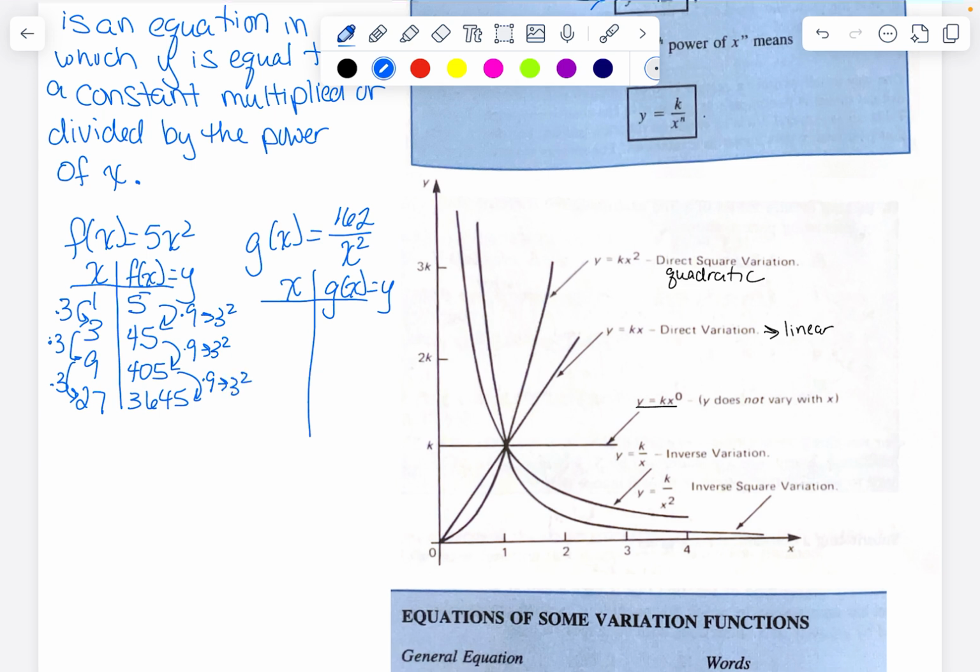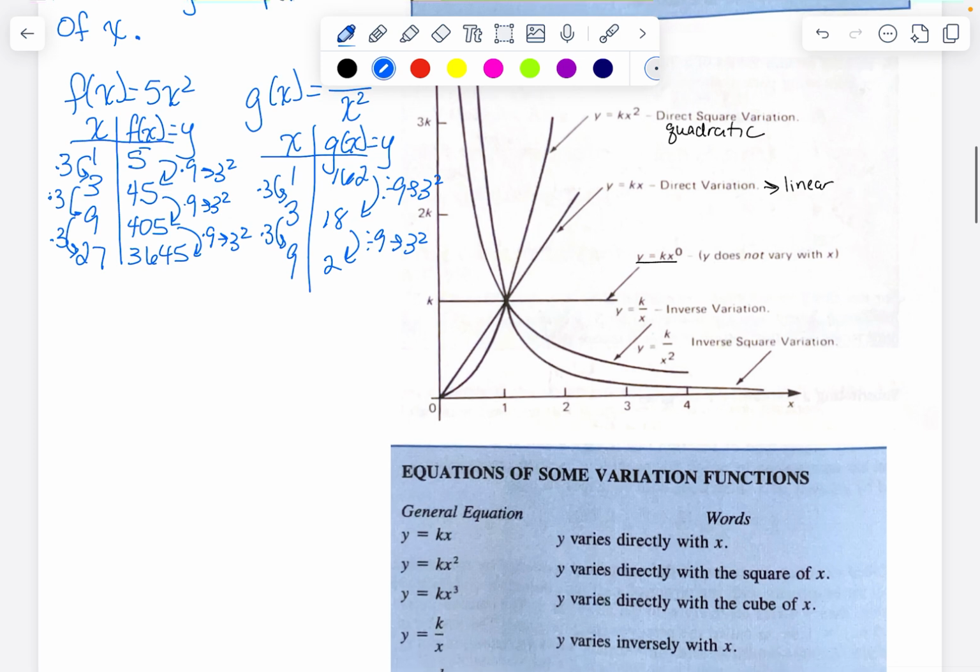And for the inverse variation, we used 1 and 3 and 9. And we found when we plugged in those values, we got 162, 18, and 2. And we found here, we multiplied x by 3, and on this side, we divided by 9. And this was also 3 squared.